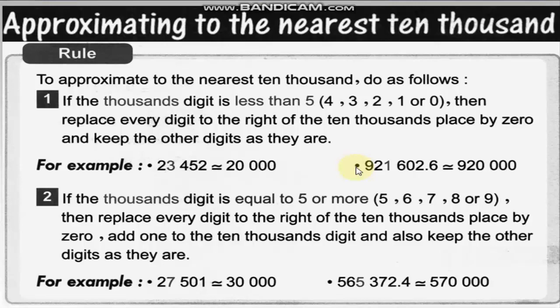Another example, 921,602.6. The 10,000 here is number 2. Look at the thousand. Thousand here is number 1. 1 is less than 5. So we replace thousands, hundreds, tens, and units by zeros and keep the 10,000s with its value. It became 920,000.